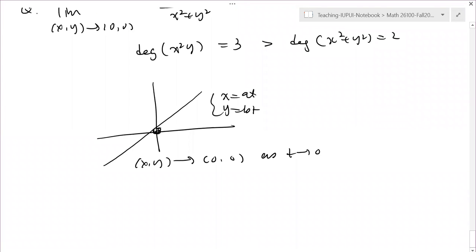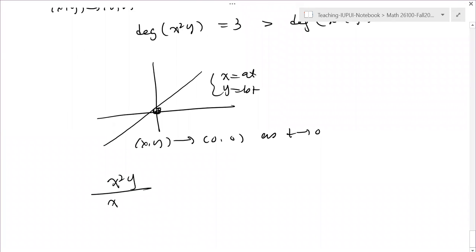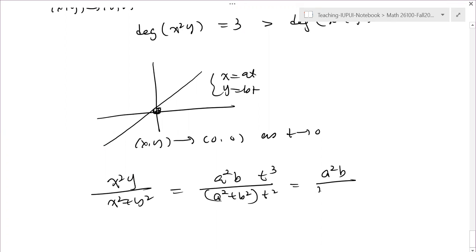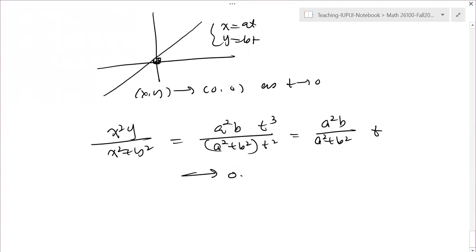So it's equivalent, but that approaches it along the line. So then x squared y over x squared plus y squared equals a squared b t cubed over a squared plus b squared t squared. So you get a squared b over a squared plus b squared, times t. So clearly this approaches 0, right? Now you can only conjecture this limit is 0, but that's not the correct argument.